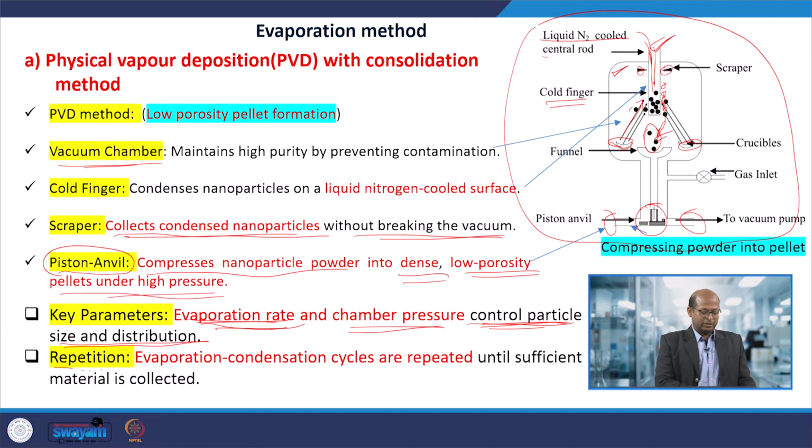In this process we can do repetitions, meaning evaporation and condensation cycles are done simultaneously. First the metals or materials are evaporated out and then condensed on the cold fingers or cold surface, and this process is continuous. In that way we can prepare the desired amount of materials within a sufficient time.